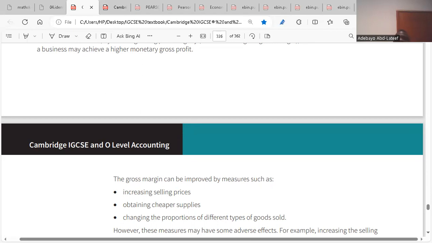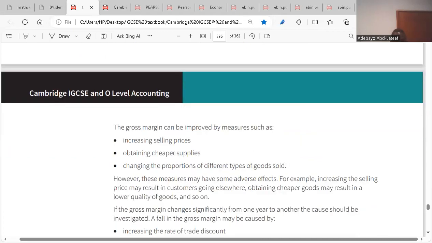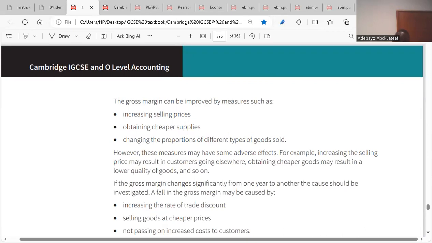How can you increase your gross profit margin? You can increase it when you increase the price of the product. When you increase the price of the product, your profit margin will increase. Or when you try buying cheaper raw materials. And change the proportion of different types of goods sold. That means you try to diversify. You sell product A, product B, product C, not just one kind of product. You can increase your revenue.